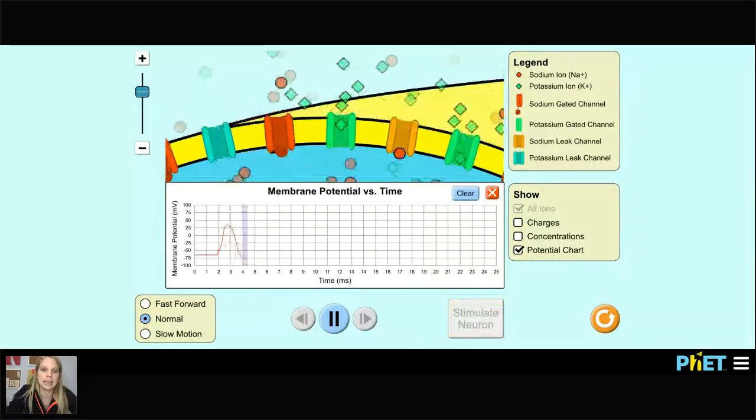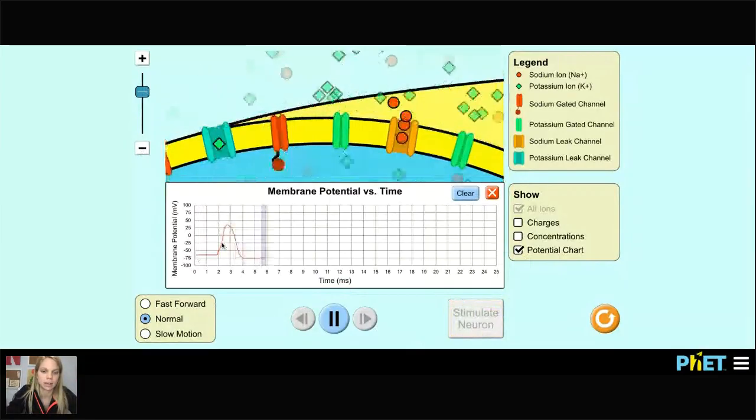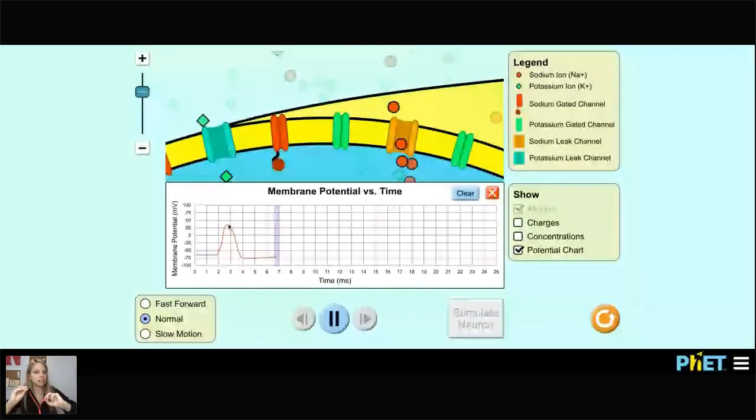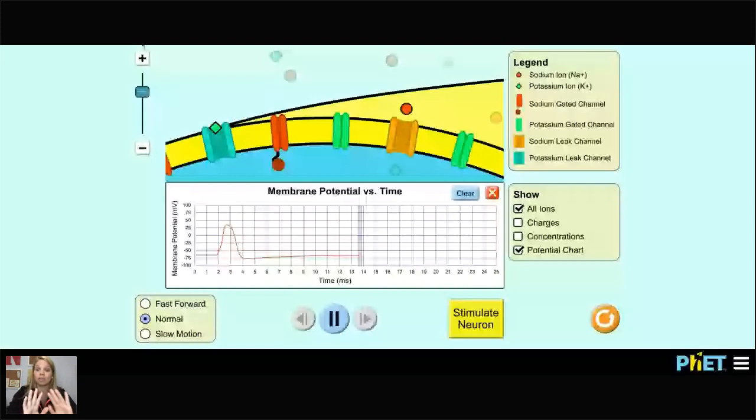And you can see this line where it was stimulated. That's where the neuron reacted. And then over time, it slowly goes back to normal where it was. That's all an action potential is. That's all you need to know about it in terms of this.